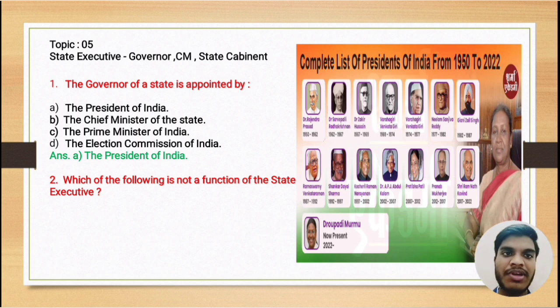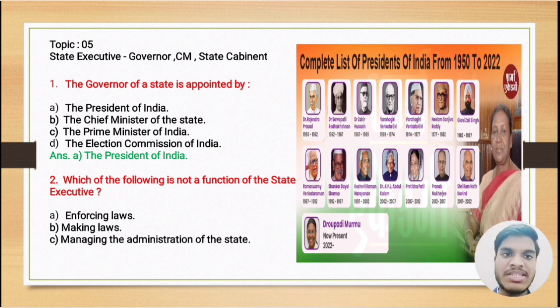Second one, which of the following is not a function of the state executive? Option A, enforcing laws, option B, making laws, option C, managing the administration of the state, option D, preparing the state budget. And the answer is option B, making laws.